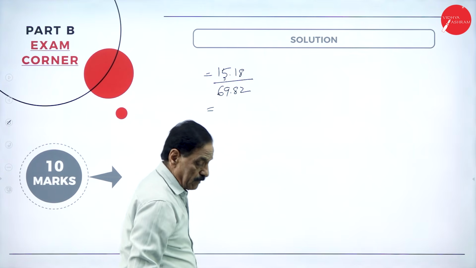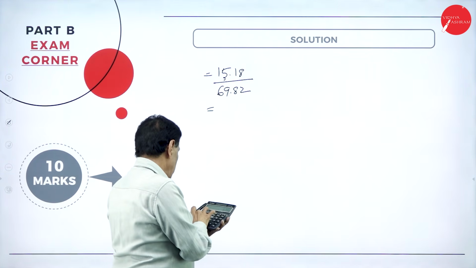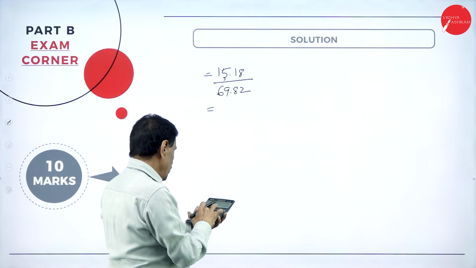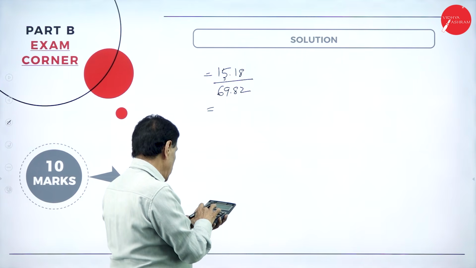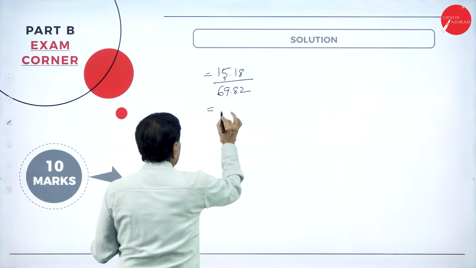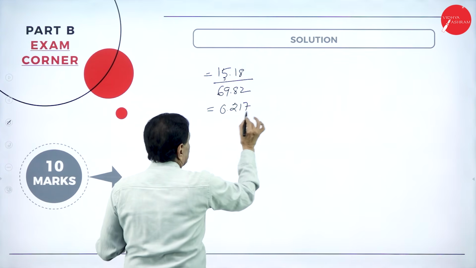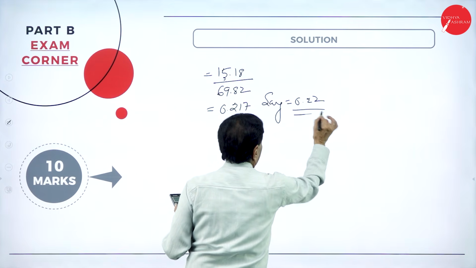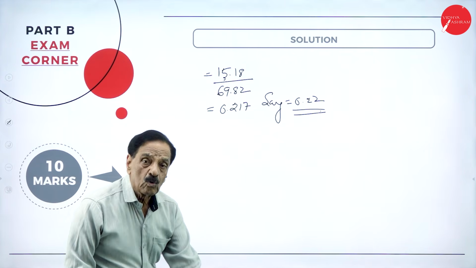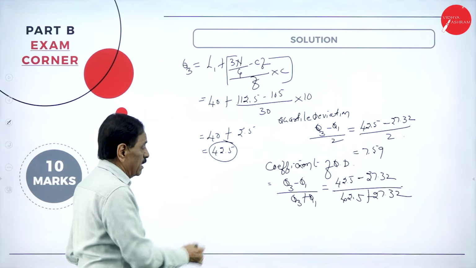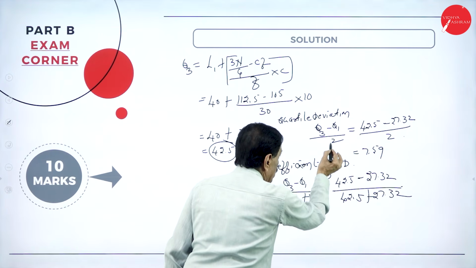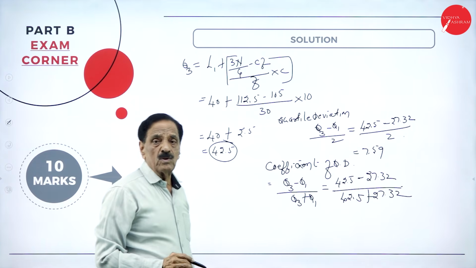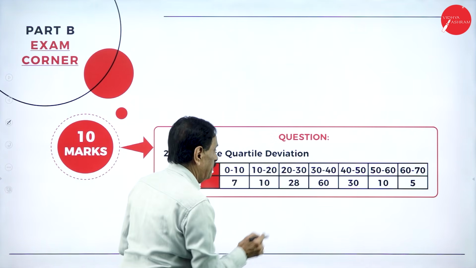Divide 15.18 divided by 69.82. 0.217, say 0.22. This goes in favor of coefficient of quartile deviation. So what is quartile deviation? Q3 minus Q1 divided by 2. Coefficient means Q3 minus Q1 divided by Q3 plus Q1. So quartile deviation is over.